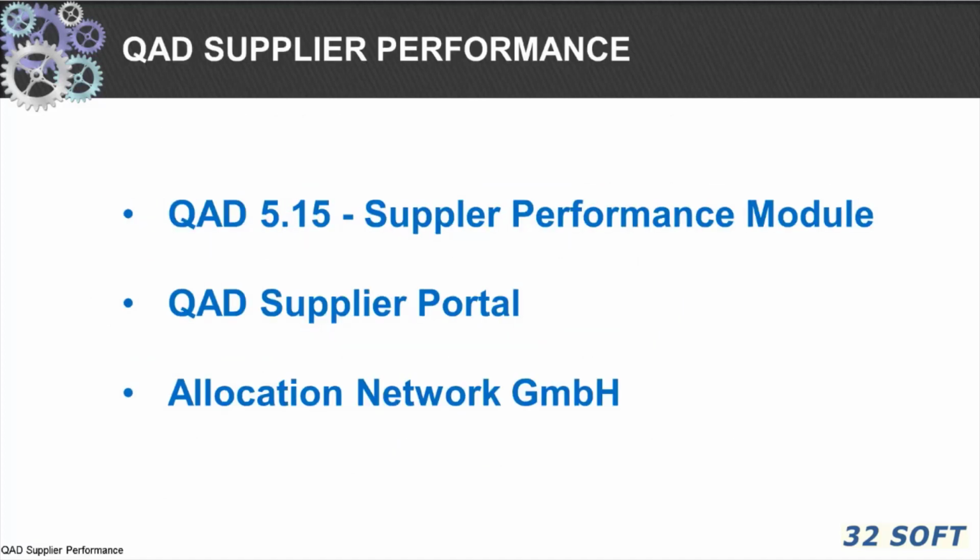QAD offers 3 solutions to supplier performance processing. First, there is 5.15, the Supplier Performance Module, which we'll concentrate on today. Second is the QAD Supplier Portal. And on January 5th of 2021, QAD acquired the Allocation GmbH application out of Germany.